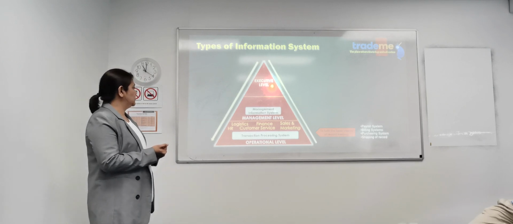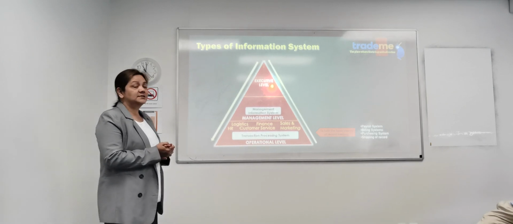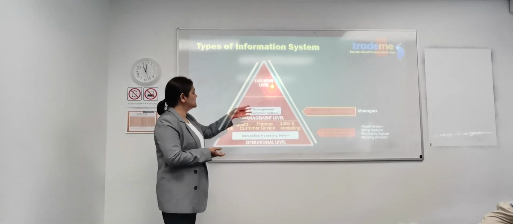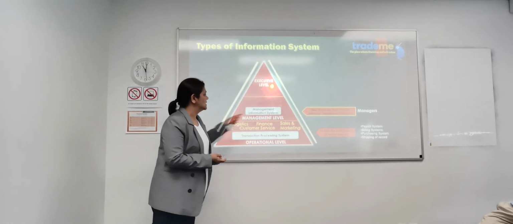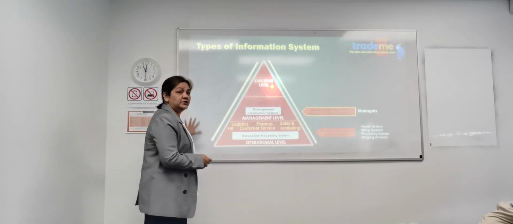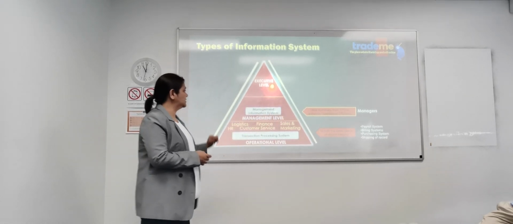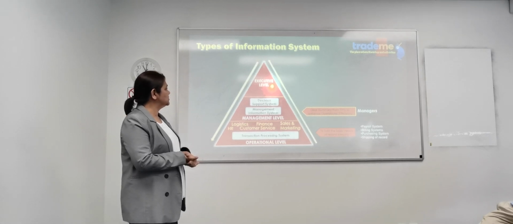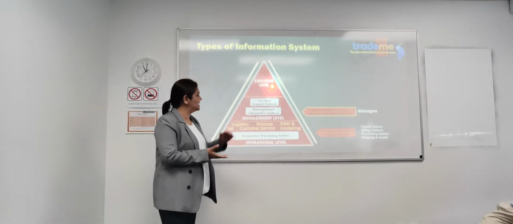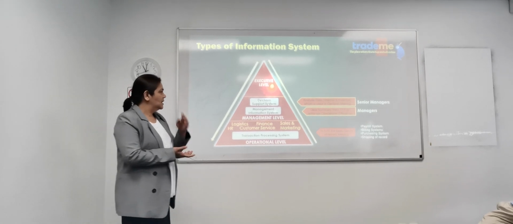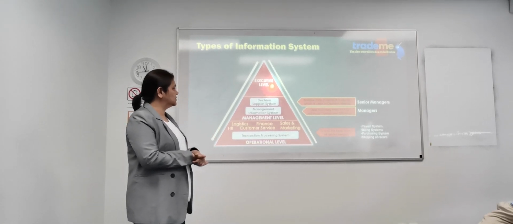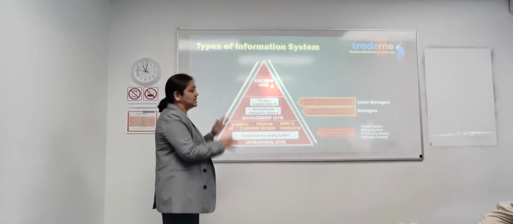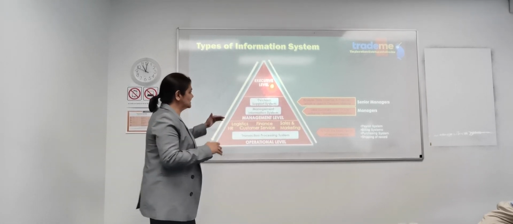And the next level is the management information system, which is MIS. This is the data summary from the TPS to enhance operational efficiency. This is used by the mid-managers. On the management level, we also have the DSS, Decision Support System, which is used by senior managers to analyze the data, internal and external, of course, which is used in decision making. So this is the second level.